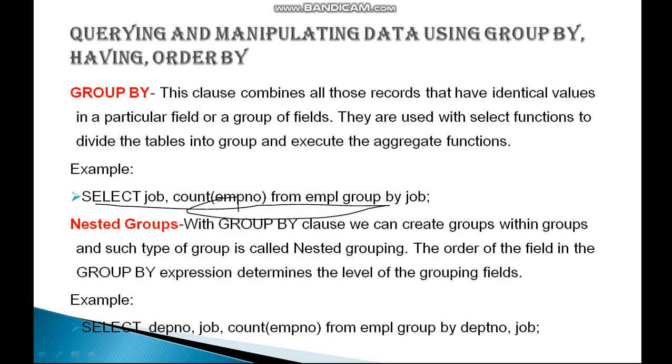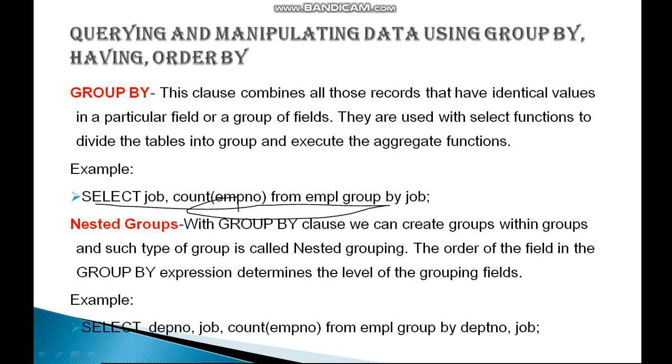So we have nested group also. What do you mean by nested group? With the group by clause, we can create groups within groups, and such a type of group is called nested groups. Means first of all we will make one group, and from that group we make another group. The order of the grouping will be determined by the order in which we have written the field names.